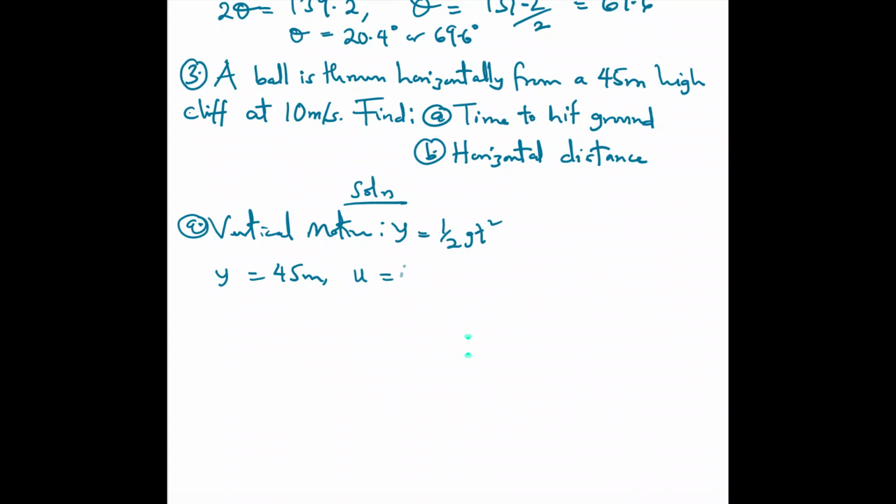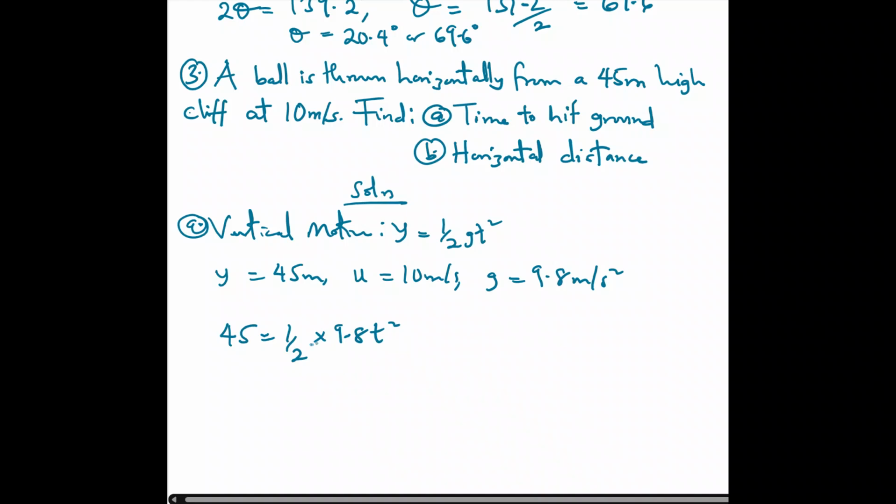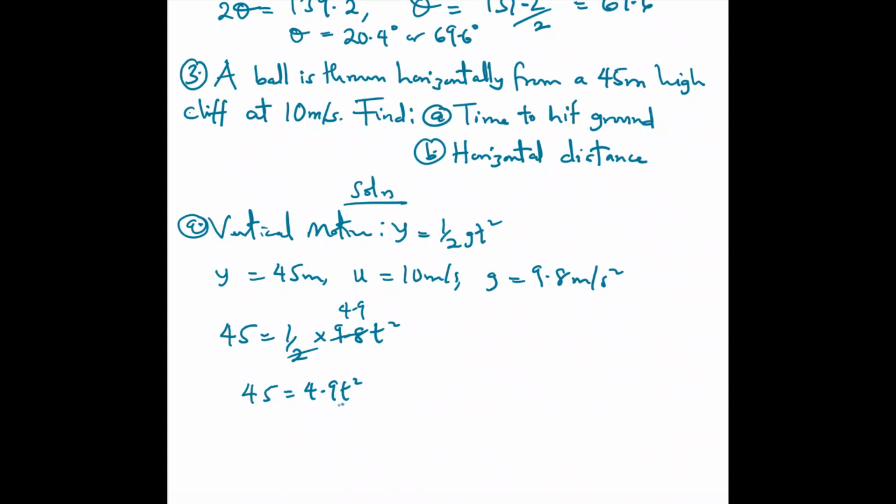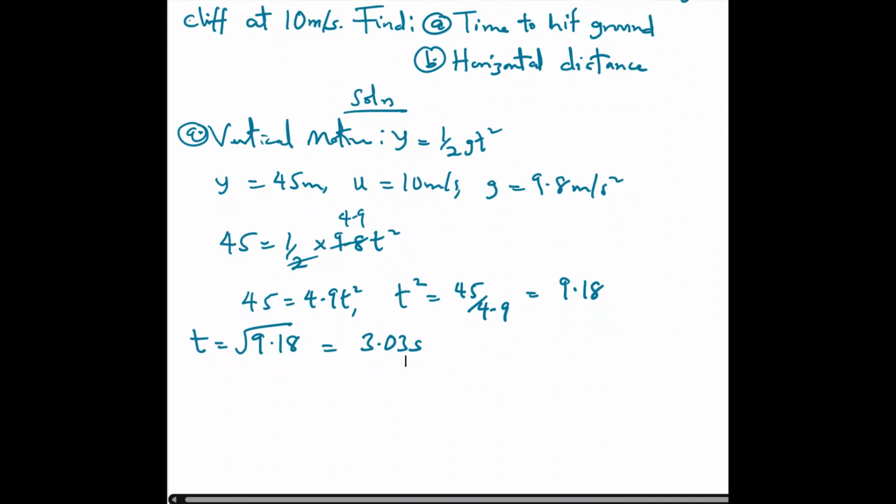Okay, and the velocity u is 10 meters per second, and we have acceleration due to gravity to be 9.8 meters per second squared, right? So we have to find the time now, the time to hit the ground. We use the formula for the vertical motion. So that will be 45 is equal to 1 over 2 times 9.8 t squared. Okay, 9.8 divided by 2 will give us 4.9. So that will be 45 is equal to 4.9 t squared. Okay, so t squared will be equal to 45 divided by 4.9, which is equal to 9.18. So t is equal to the square root of 9.18. That will give us 3.03 seconds.